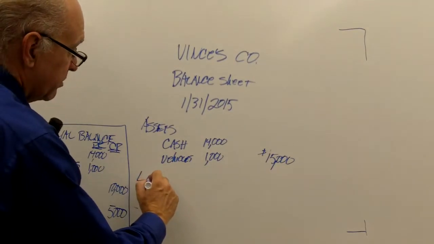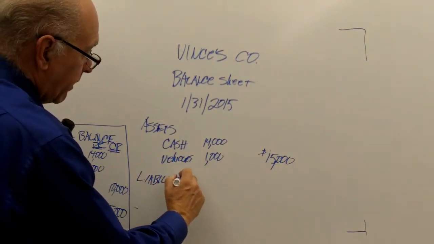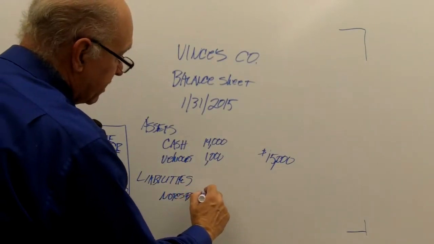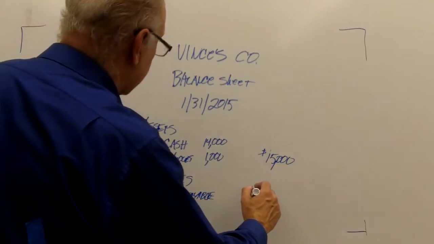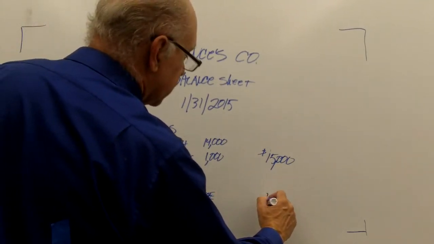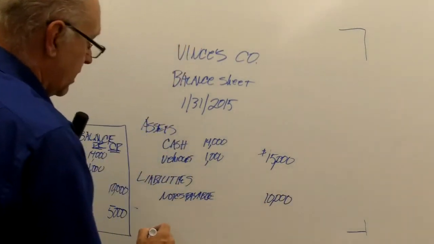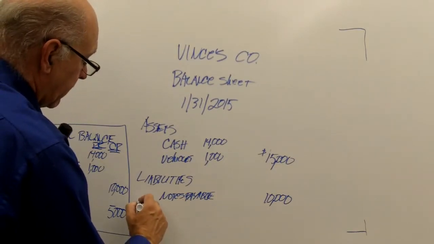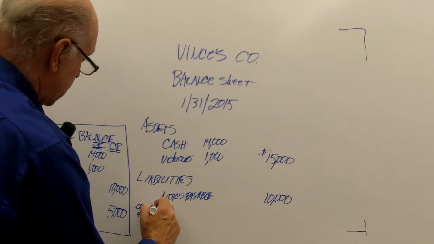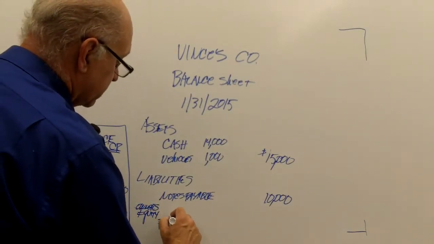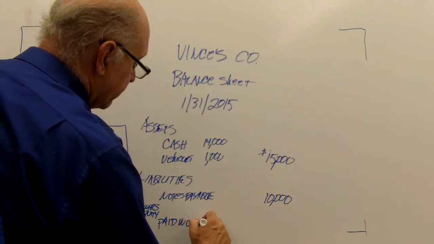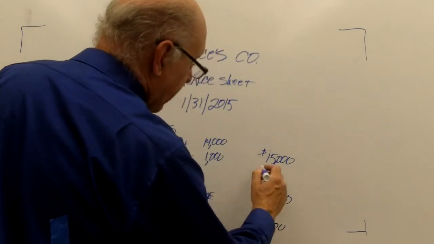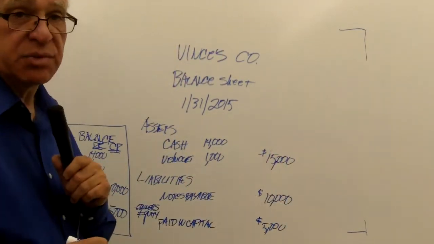I then want to list my liabilities. And in this case, I have a notes payable. It's the only liability I have, so I will put it out over here, and my notes payable is $10,000. And then in my equity section, my owner's equity, I have one account, paid in capital. That's what I started the company with. And that is $5,000. And you can see here that my assets equal my liabilities plus owner's equity.